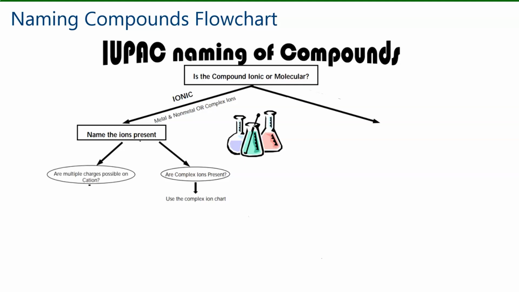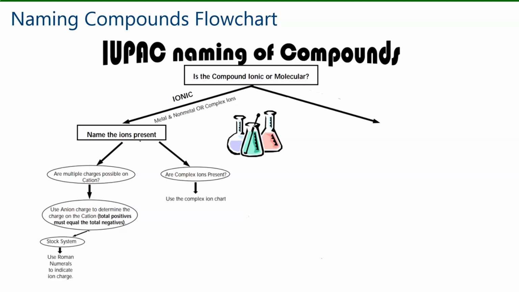If there isn't a complex ion present, if there's no polyatomic ion, you need to check if there's a multivalent metal. In other words, are there multiple charges possible on the cation? You use the anion charge to determine the charge on the cation. The total positives must equal the total negatives to balance out. And then you use Roman numerals to indicate the ion charge.